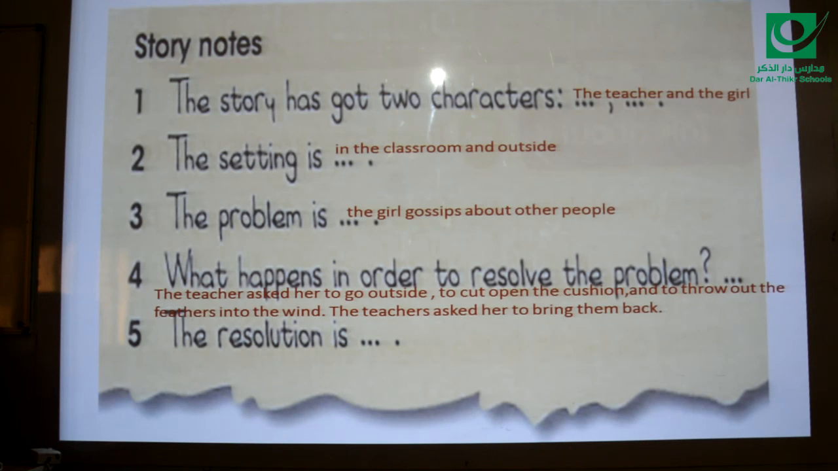The resolution means the last part of the story, to find the answer to the problem. Think before you speak. So, think before you speak is the moral, the lesson you learn from this story.